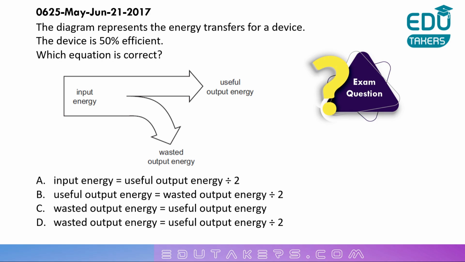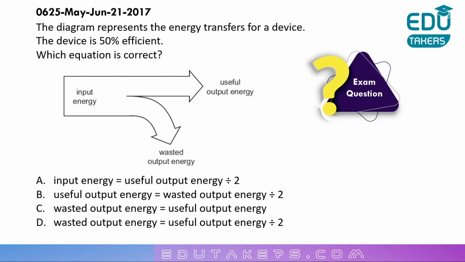Let's look at the exam question about energy efficiency. The diagram represents the energy transfers for a device. The device is 50% efficient. Which equation is correct? Option A, input energy equals useful output energy divided by 2. Option B, useful output energy equals wasted output energy divided by 2. Option C, wasted output energy equals useful output energy. Option D, wasted output energy equals useful output energy divided by 2.